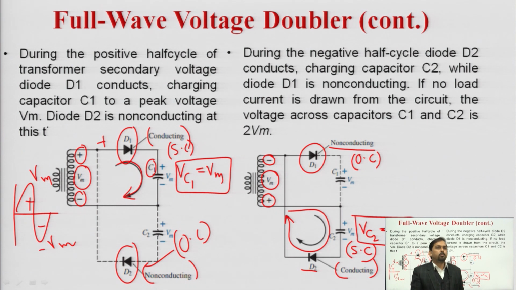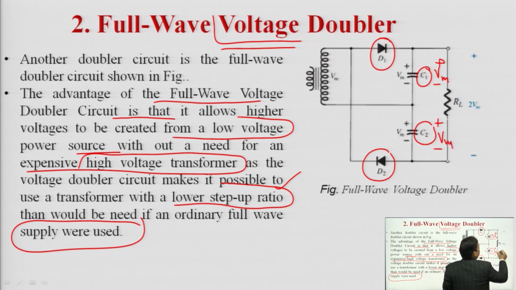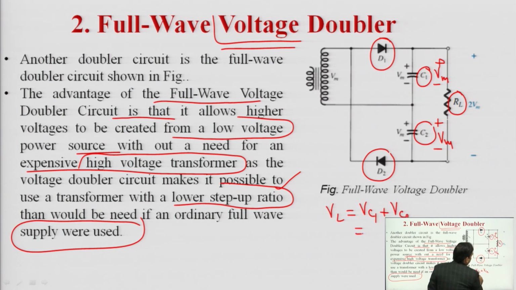If we combine both the outputs, if we use this circuit now, we have seen that this value is Vm and this value is also Vm. If we attach a resistor RL, then this voltage VL equals Vc1 plus Vc2, which is equal to 2 times Vm. We received double voltage, 2 times Vm. So this is a full wave voltage doubler circuit.